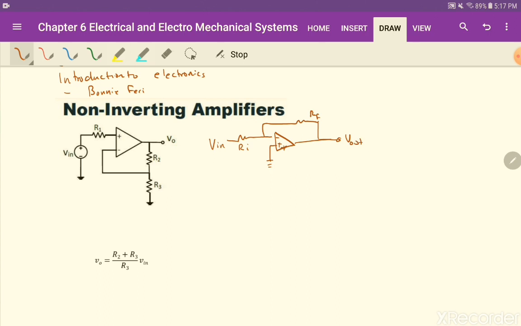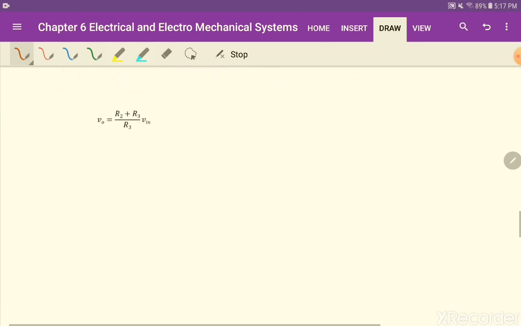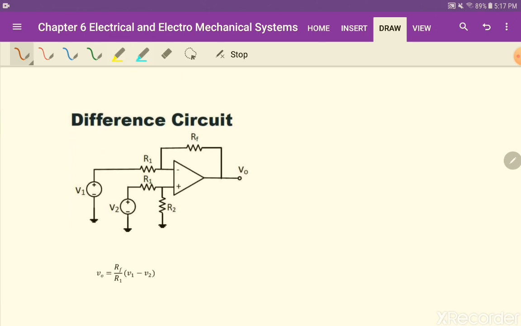You can see clearly that this is a different circuit. If you wire it this way, your V out is going to be some constant times your V in. It's non-inverting because you're missing a negative sign there. Another circuit outputs the difference between two voltages, V1 minus V2. These are both source voltages, and the output is R F divided by R1 times the difference of these voltages. And by the way, there's a typo. This should be F.